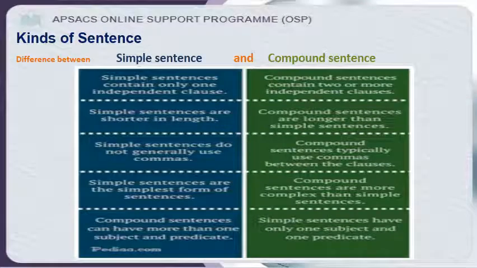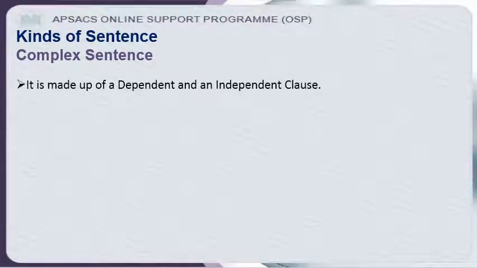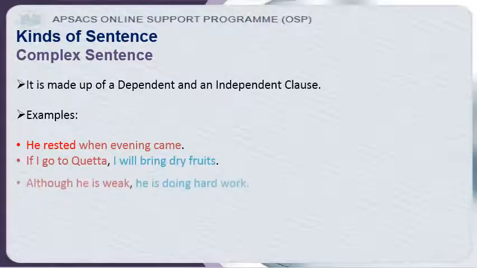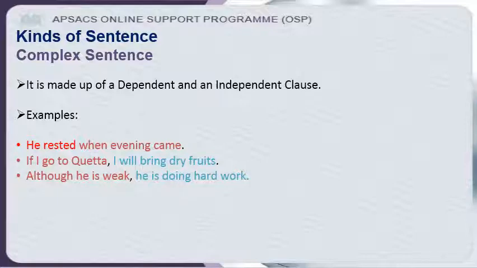Kinds of sentences. Let's see the difference. Now, complex sentence. A complex sentence is made up of a dependent and an independent clause. Look at the examples. He rested when evening came. If I go to Quetta, I will bring dry fruits. Although he is weak, he is doing hard work.